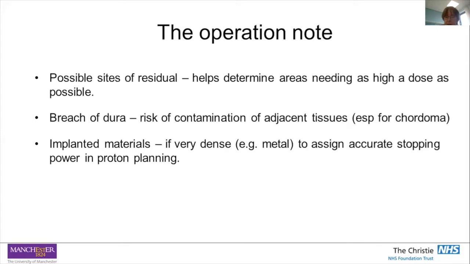We also like to know about breach of dura, and that's particularly true for chordoma, that it can be quite sticky, it can contaminate the surfaces it's been in contact with. So we like to know about sites of dural breach, and they may influence the planning. We also want to know about implanted materials, particularly high density materials, so metalwork, etc., which hopefully is not near the tumour site. But even if it's somewhere near the beam path, it does affect the proton plan, and in the proton planning system we need to assign a density to that to ensure accurate proton dosimetry.